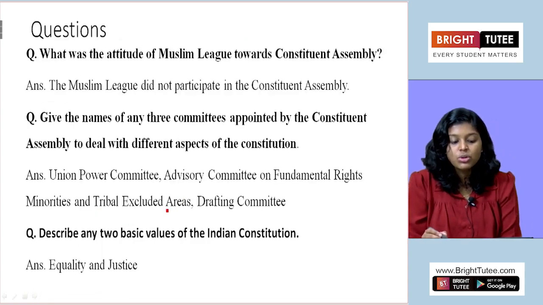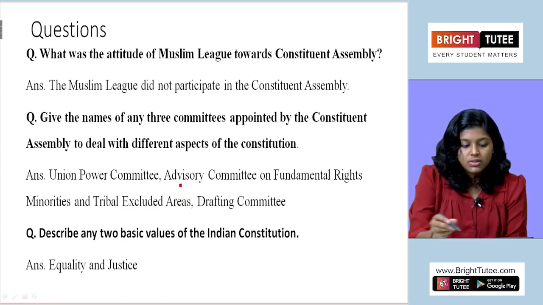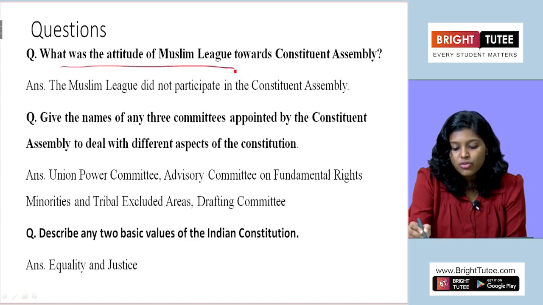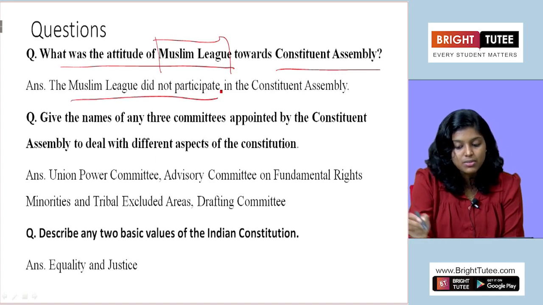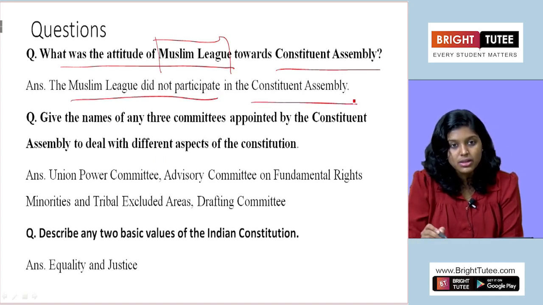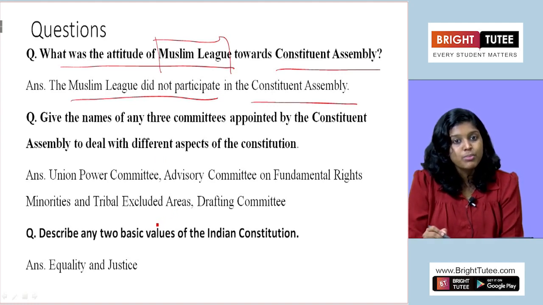So there are some more questions related to what we have been discussing. One is, what was the attitude of the Muslim League towards the Constituent Assembly? The attitude was negative, and we saw that the Muslim League had not participated in the Constituent Assembly because they had demanded a separate territory for Muslim minorities. So they were absent from the Constituent Assembly.